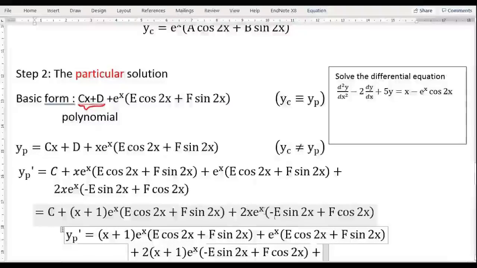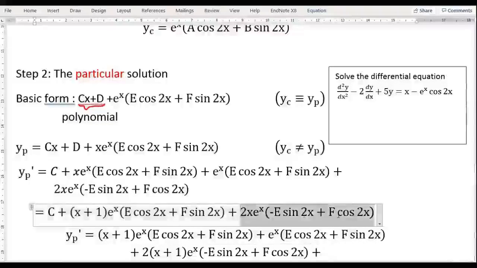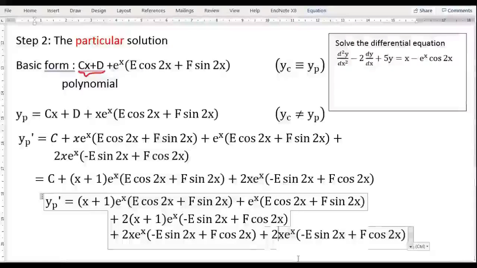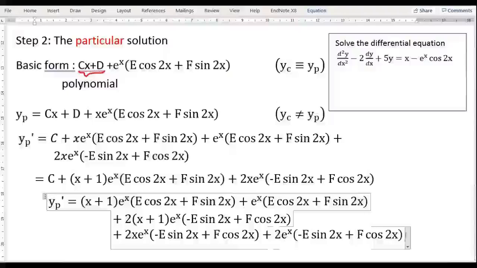Next one, we're going to do the differentiation for this second part. First we do the exponent first, so it's going to be similar, exactly the same. For the x will be equivalent to 1, so the rest are maintained.